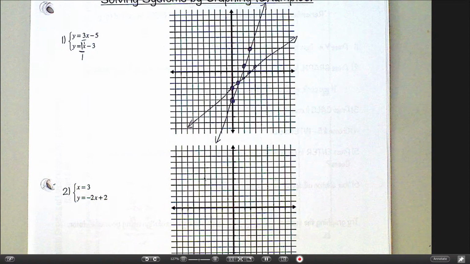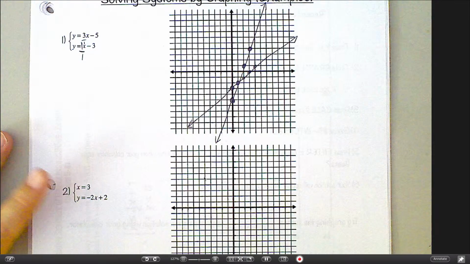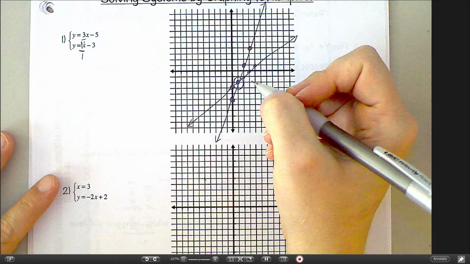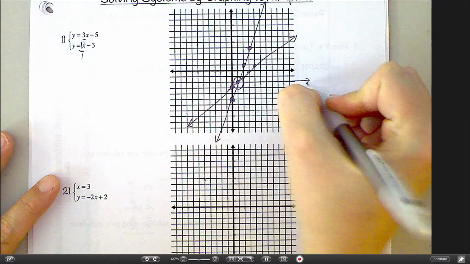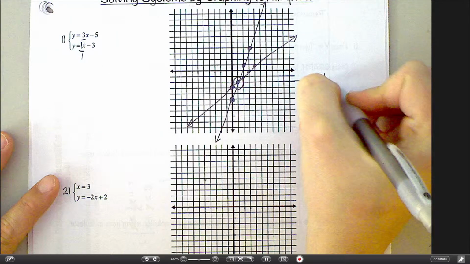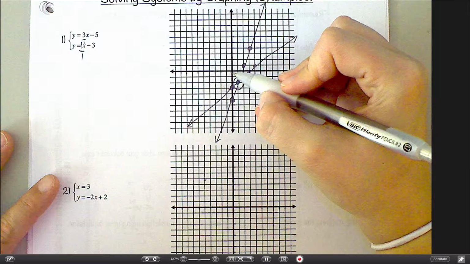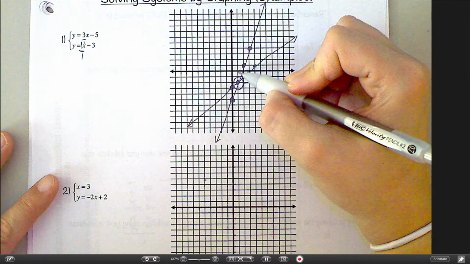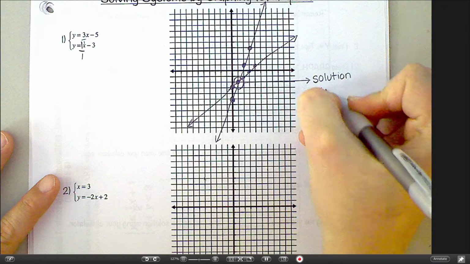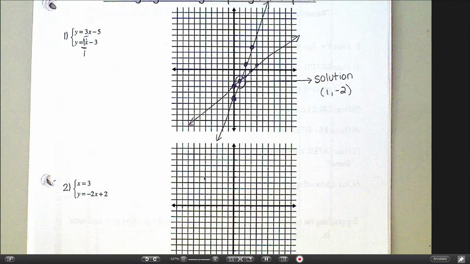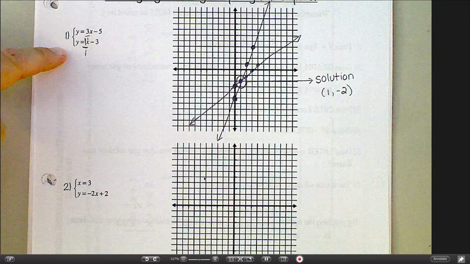Okay, and so this point right here is what's called the solution to the system, because it's the point that they have in common. And then we just have to give the coordinates of that point. So the coordinates of that point are 1, negative 2. Jotea? I missed this part. So you just graph the equation? Yep, I just graphed the first line and the second line. Okay?